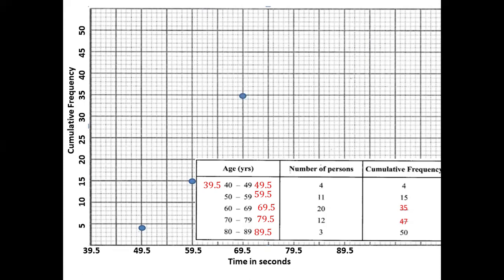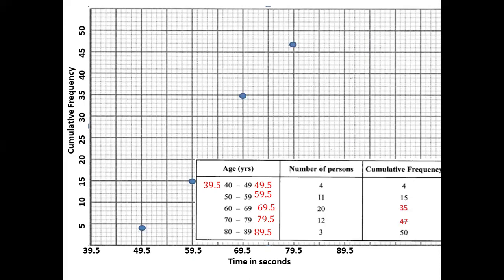If you're plotting, by the way, and you recognize that your graph is coming downwards, it probably means that you're plotting the frequency instead of the cumulative frequency. Because there's something special about the cumulative frequency. It never goes down. Right? So we are at that 35 mark for the up to 69 years cumulatively.